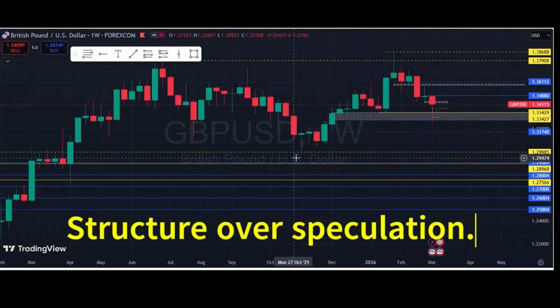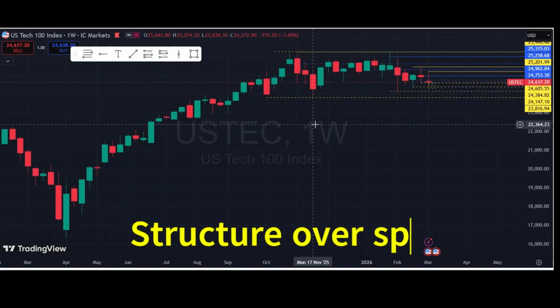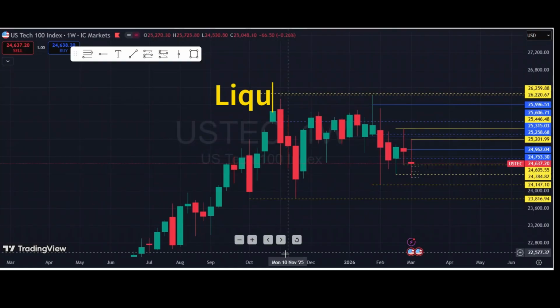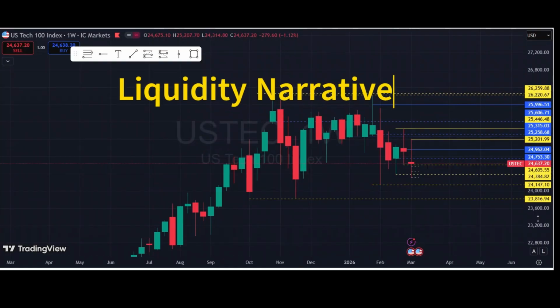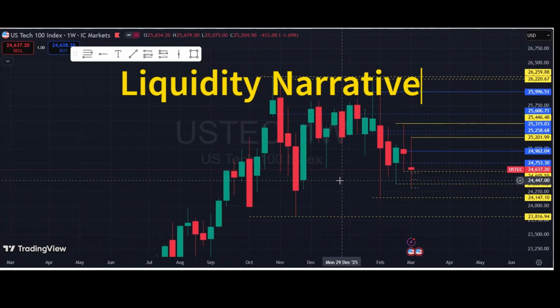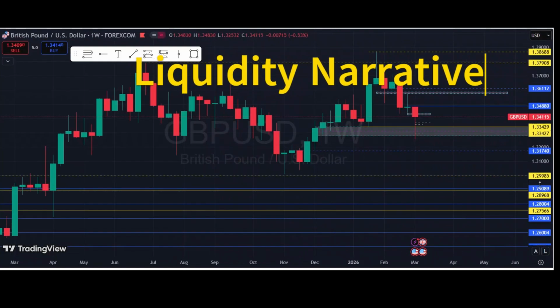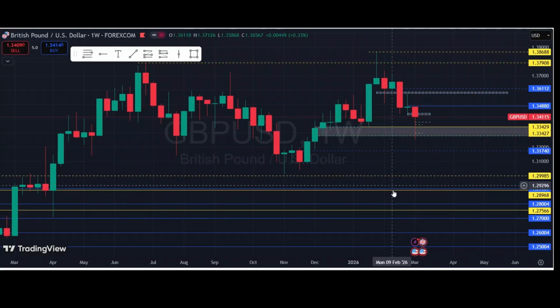Those areas we mapped out are where we are using our weekly dealing range, the reaction levels, and the draw on liquidity. The objective is to understand where liquidity sits and how price delivers into those levels. Structure over speculation. Liquidity narrative for the week.